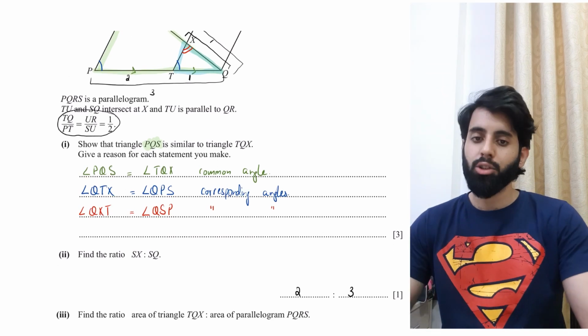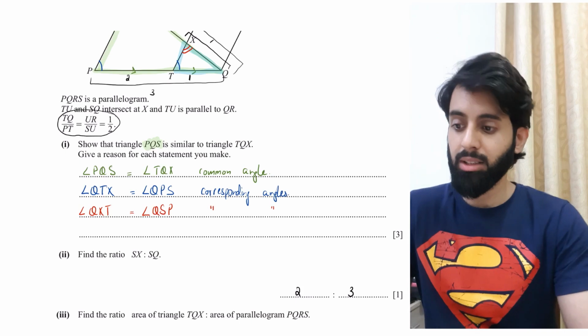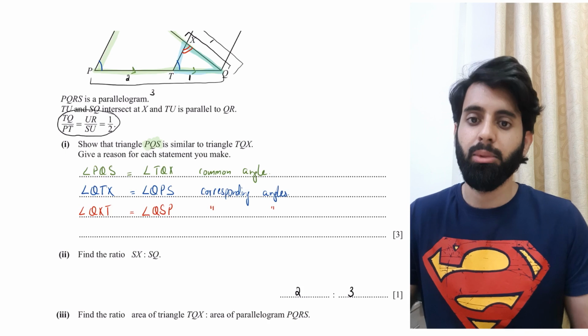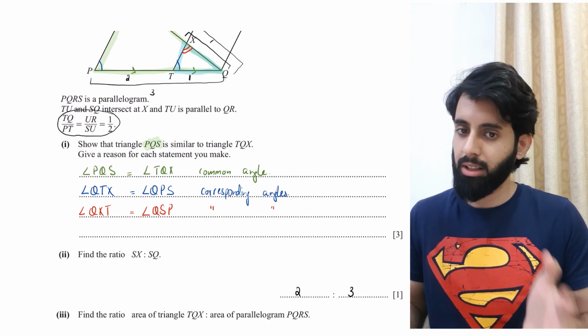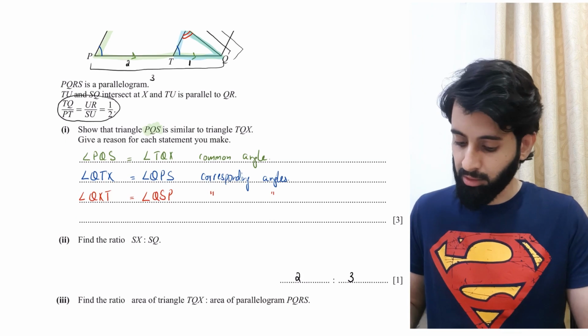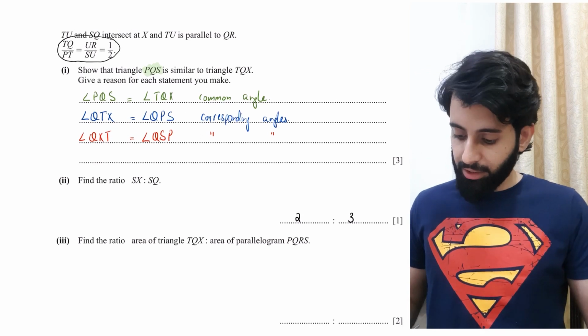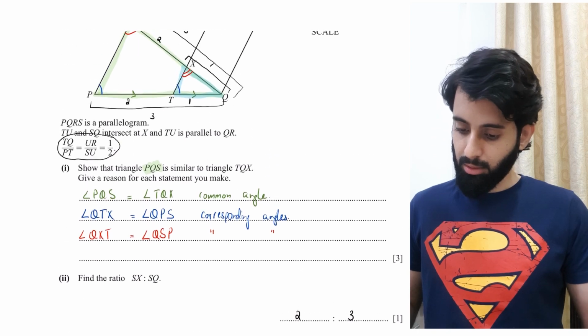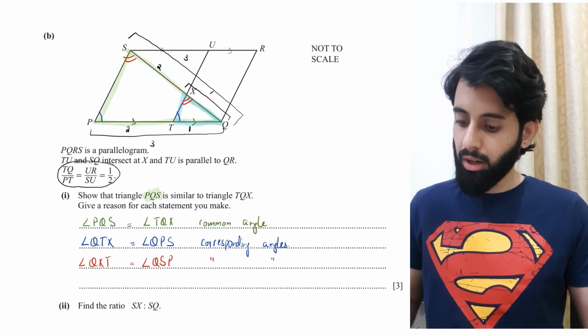In short, what you have to remember is that when 2 triangles are similar, all their corresponding lengths are in the same ratio. That's exactly the concept I've applied here. Then it says find the ratio of the area of triangle TQX to the area of parallelogram PQRS. So TQX, there you are.